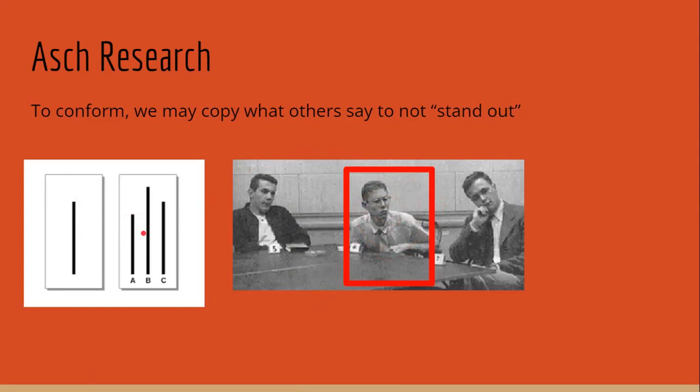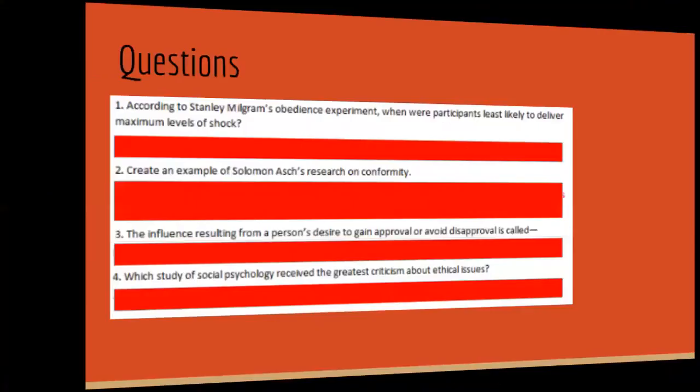So that guy comes in, everyone says B. What do you think he says? He knows it's C. That's why he looks so confused, but he just decides to say B because he wants to conform. That's what that research is about.